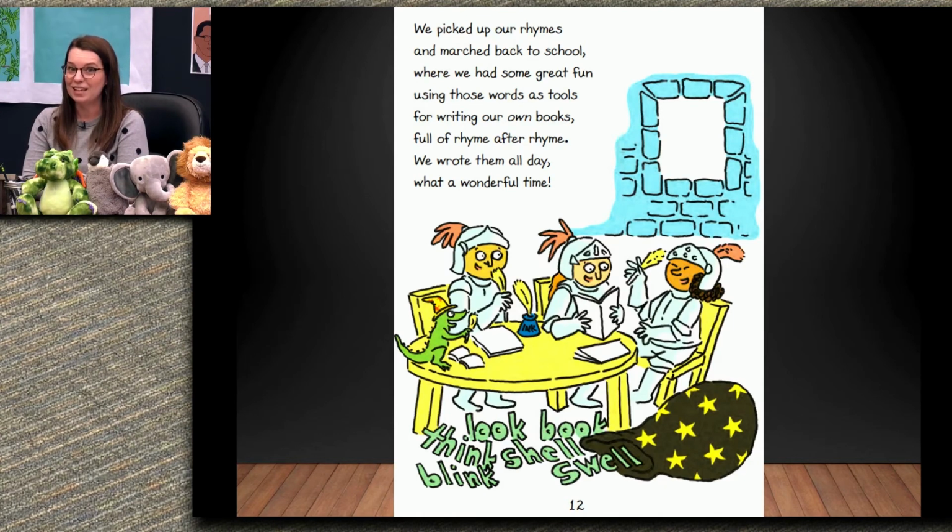Let's read this together, and then again, you're going to independently go into this page, 12, this is just the next page, and find the words that rhyme. We picked up our rhymes and marched back to school, where we had some great fun using those words as tools. For writing our own books full of rhyme after rhyme, we wrote them all day. What a wonderful time.